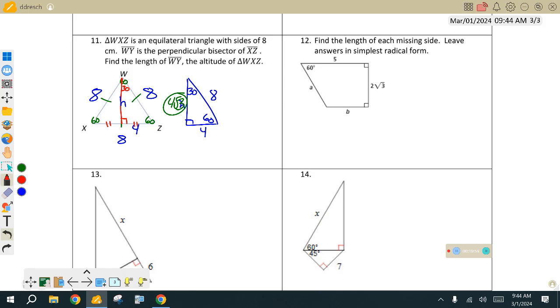We get ourselves a what shape up to start with? What shape is that? Definitely a quadrilateral. It starts with a T and ends in a trapezoid. Yes. It's a trapezoid. Okay.